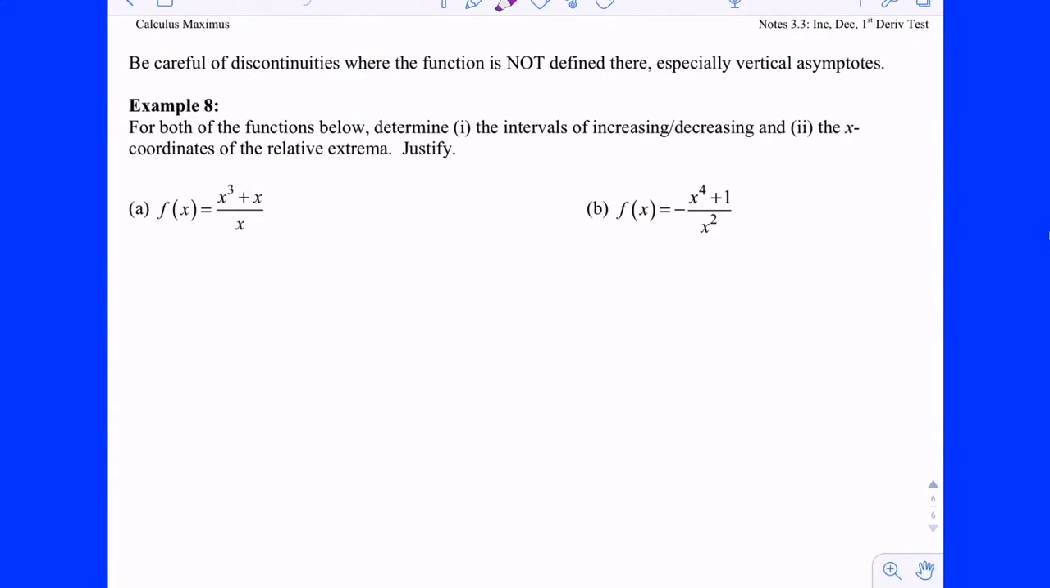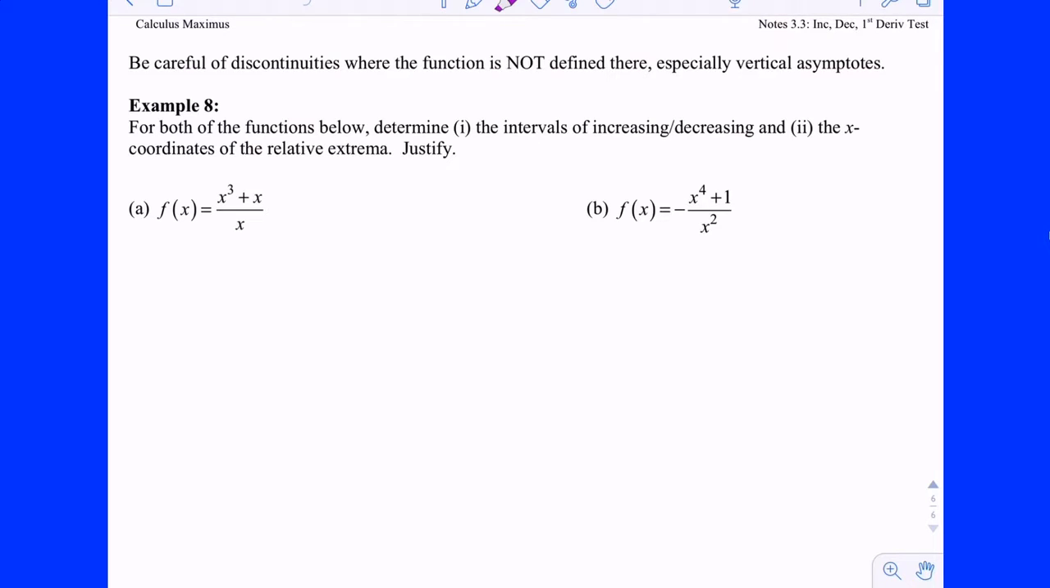So finishing up 3.3 here, example 8. For both of the functions below, determine the intervals of increasing, decreasing, and the x-coordinates. Notice just the x-coordinates of the local extrema. And then, of course, I was going to justify. So this will be a little anticlimactic after the warm-up.